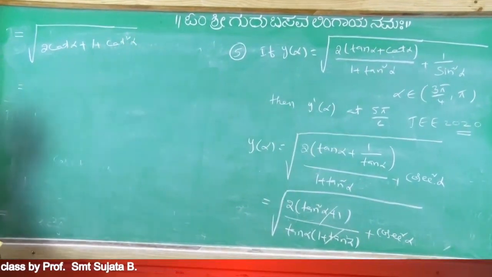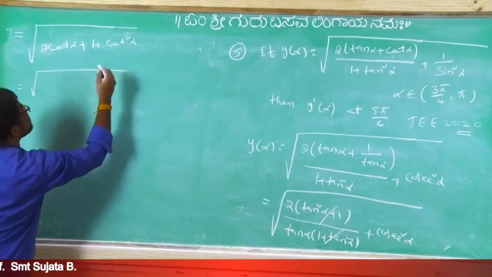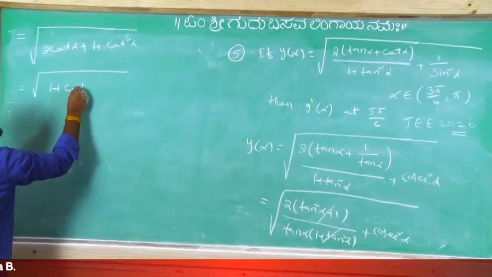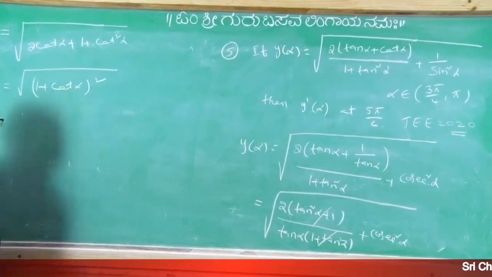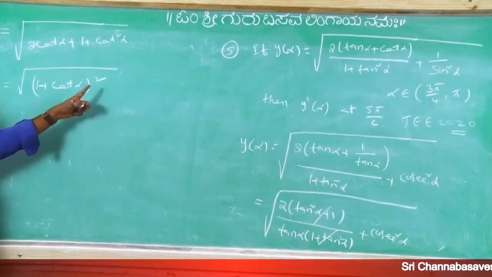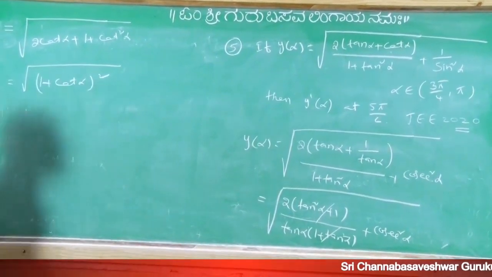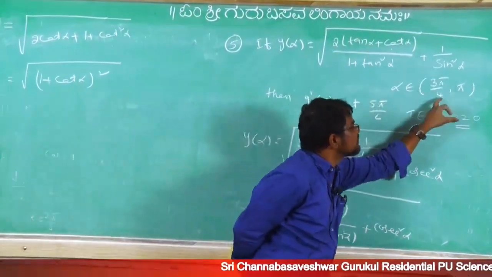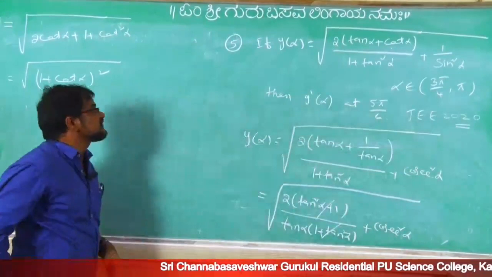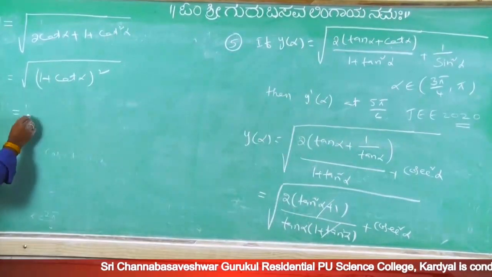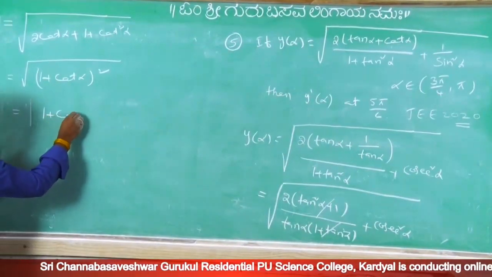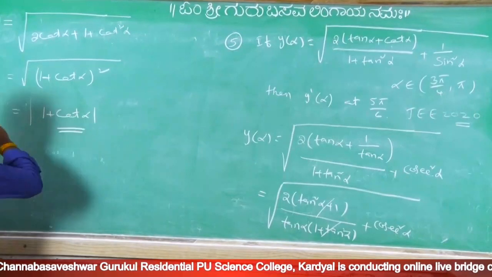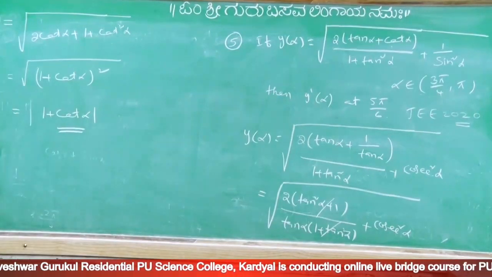Again, once you observe, is it in the form of this? 1 plus cot alpha whole square. So directly you should not cancel this square and root, because here one value is given. Alpha belongs to 3 pi by 4 to pi. So that's why here we have to take modulus of 1 plus cot alpha. Here only we have to observe carefully, 1 plus cot alpha.